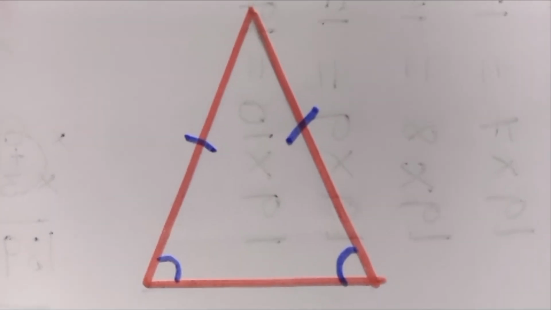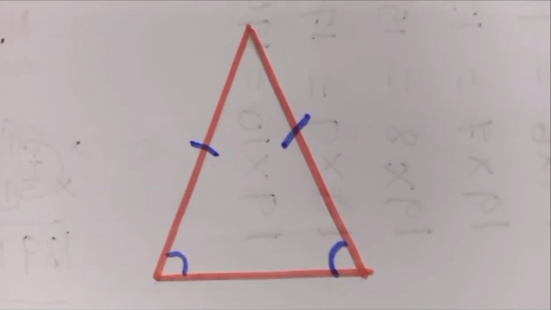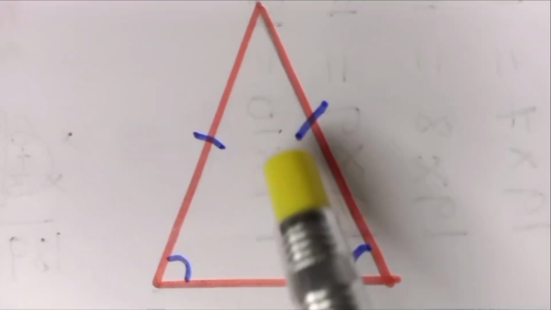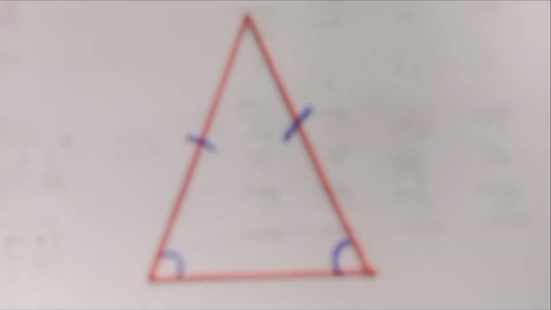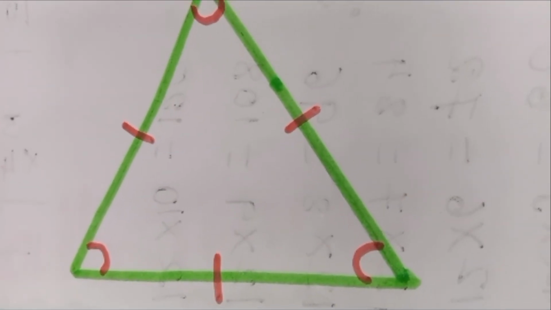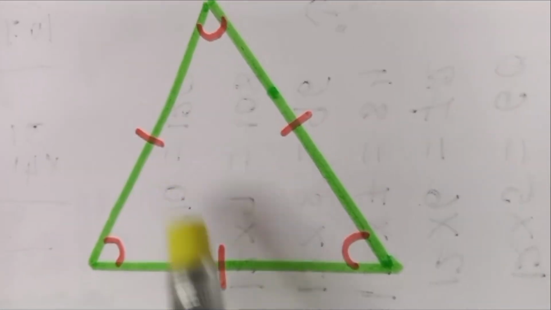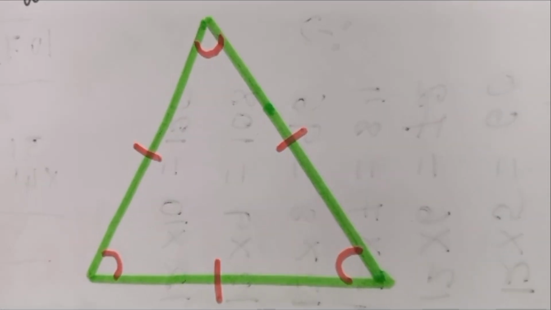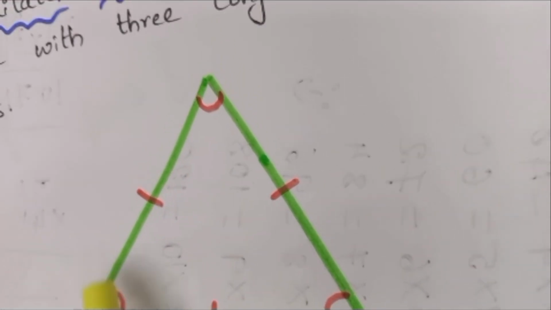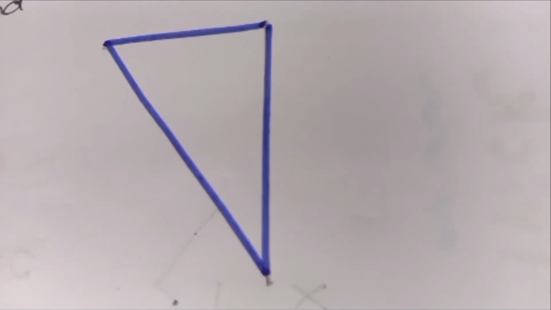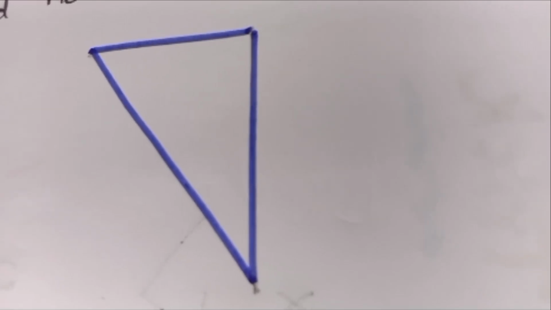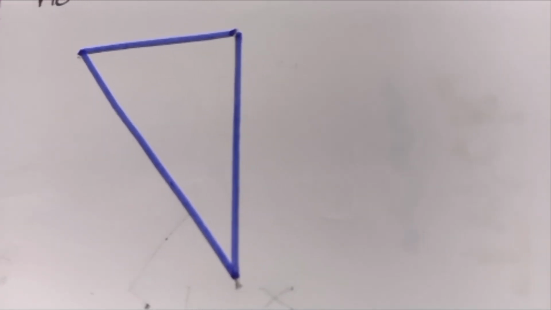Look here. This is an isosceles triangle, a triangle with two congruent sides and one unique side and angle. Whereas this is an equilateral triangle. An equilateral triangle is a triangle with three congruent sides and three congruent angles. This is a scalene triangle, a triangle with no congruent sides and no congruent angles. All sides are different.